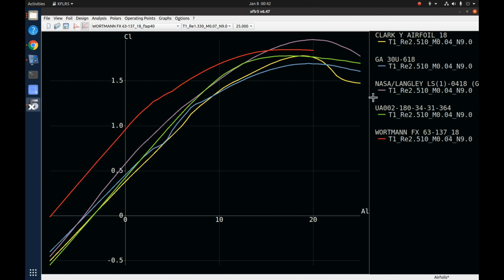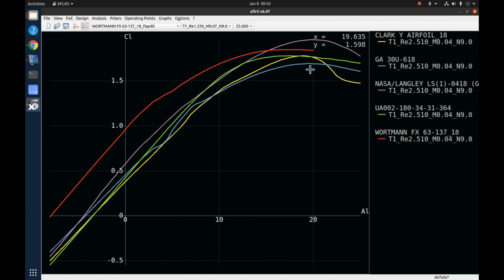Now look at the NASA Langley airfoil. It actually isn't horrid. It doesn't have as broad a stall, but it's much better than I thought it would be. But it really makes sense with that really rounded nose that it has on the leading edge. It's kind of unusual for a laminar flow airfoil.